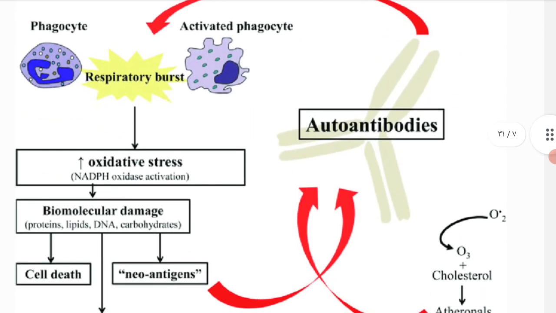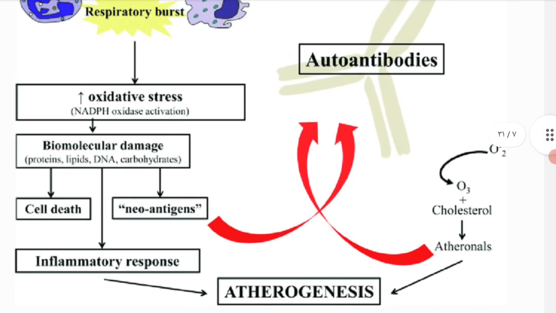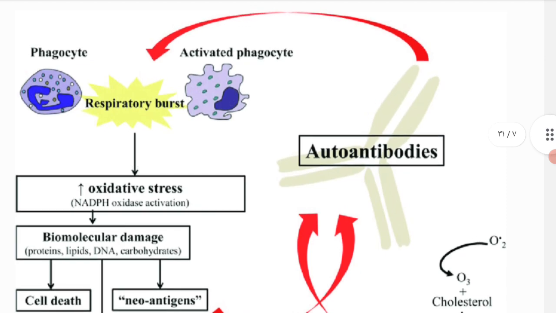As you see, this is an example of oxidative stress that leads to atherogenesis. If we have a phagocyte, okay, the phagocyte gets autoantibodies and becomes activated. This is caused by the respiratory burst.